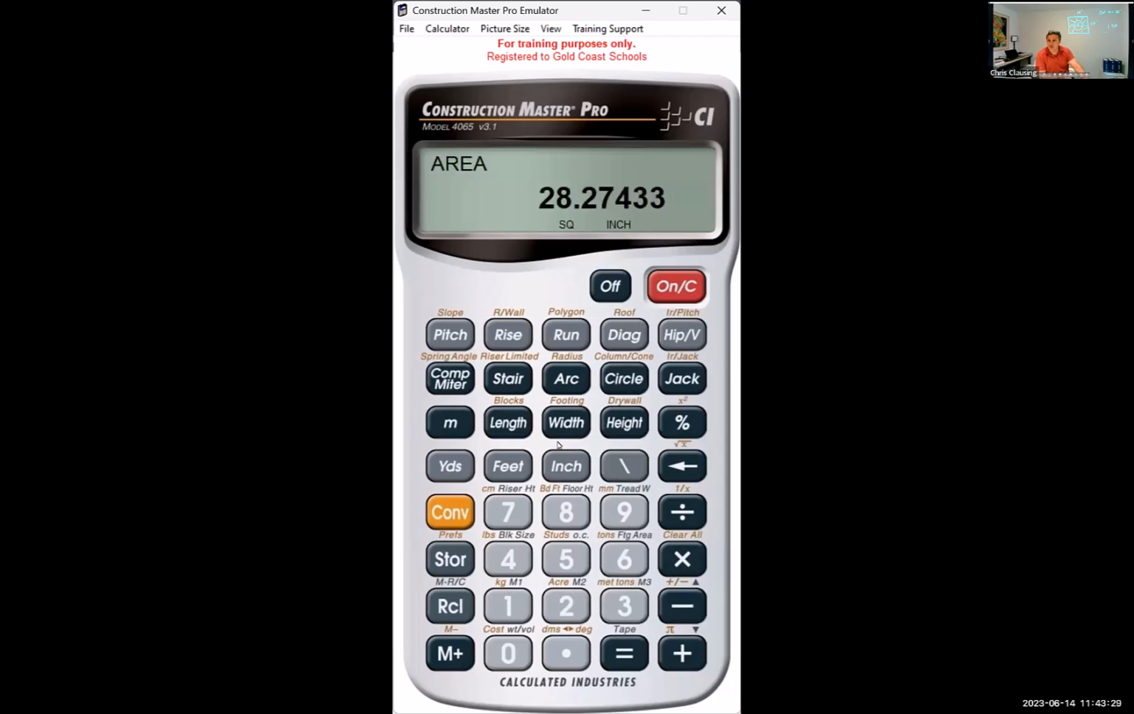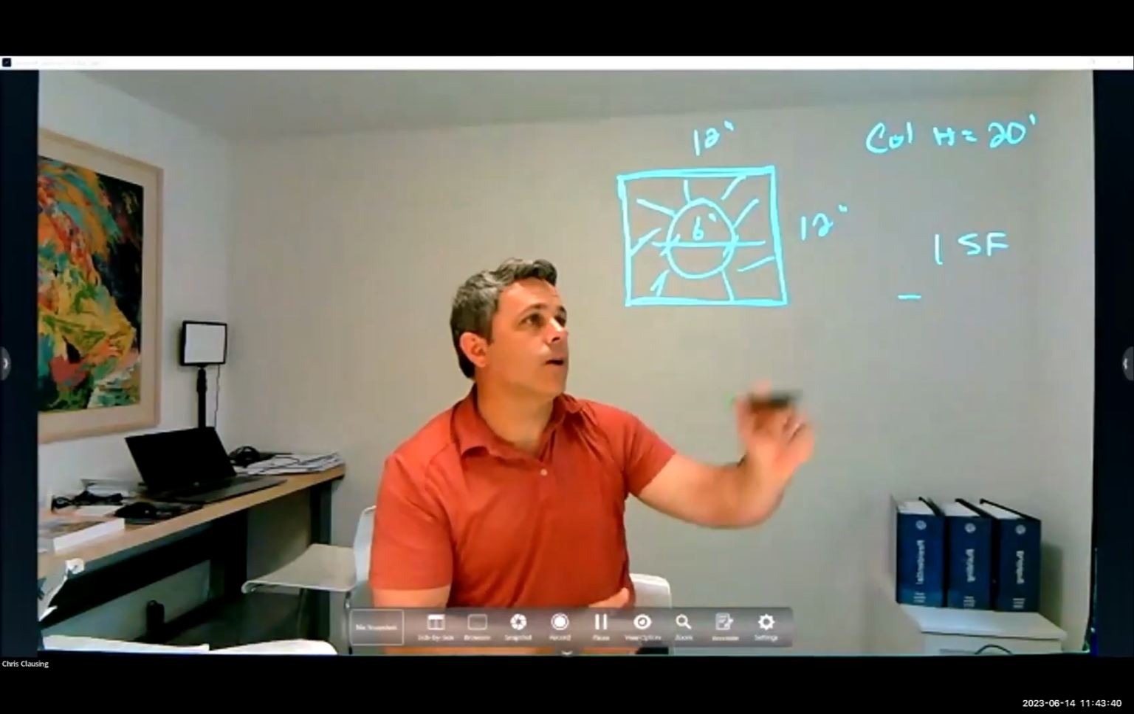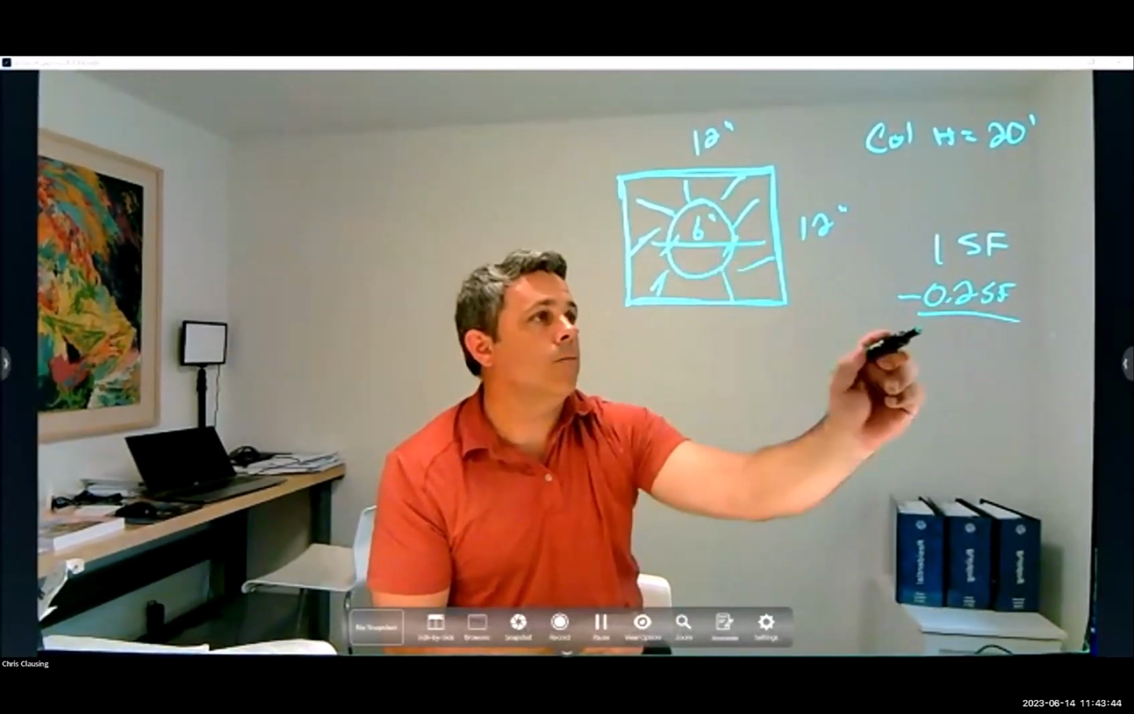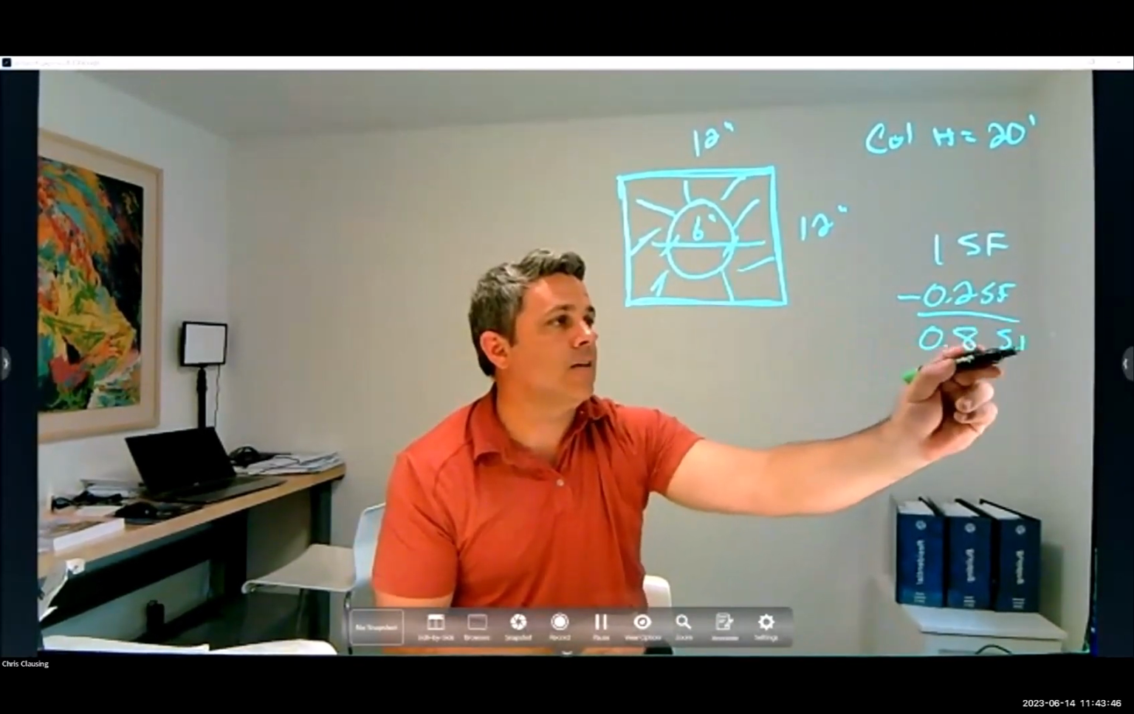Now I don't want this in square inches. I want it in square feet. So it's 0.2, I'm just going to round it. So now we're going to back out 0.2 square feet. So that particular column is 0.8 square feet.